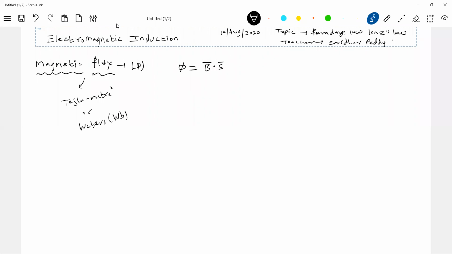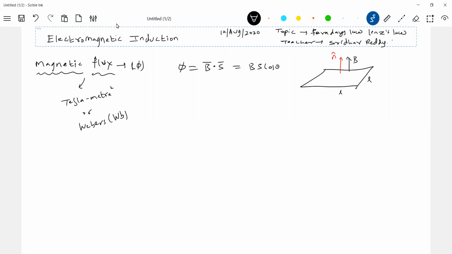Flux equal to B bar dot S bar, and what is this? S bar is the effective area. So now this will be B S cos theta. So let's take an area. This is a unit vector I define. Let there be a uniform magnetic field.